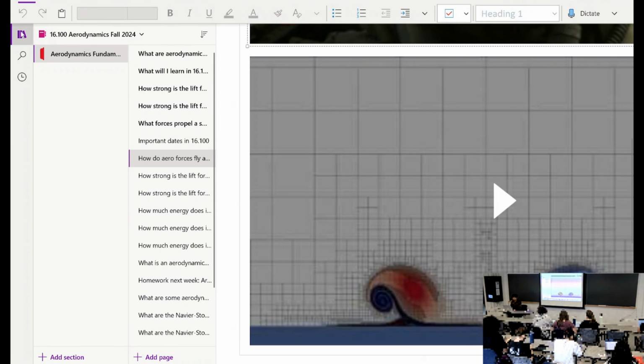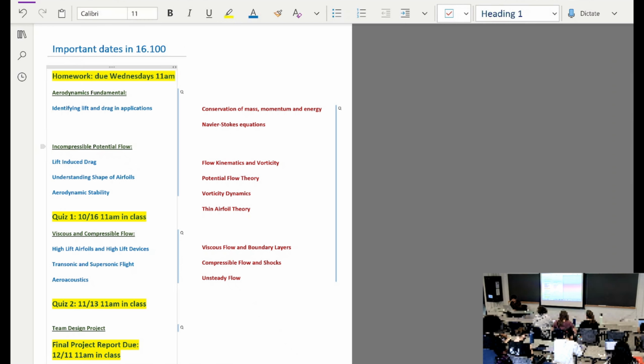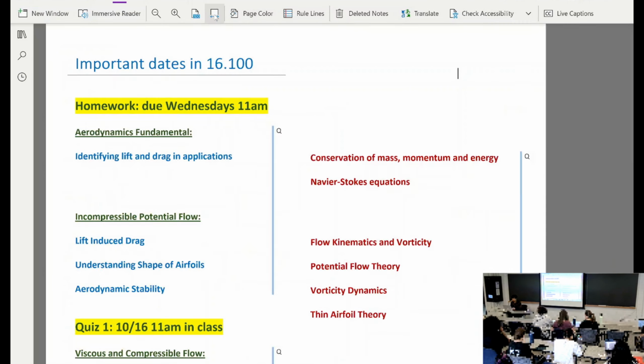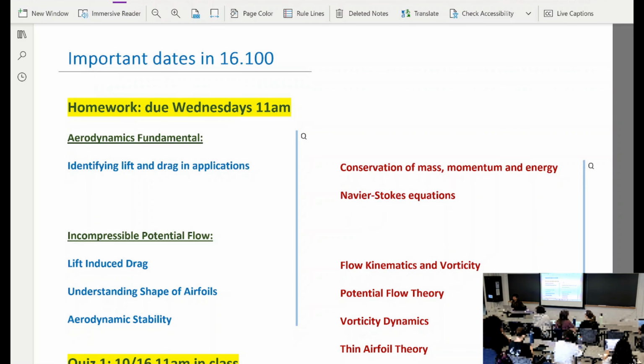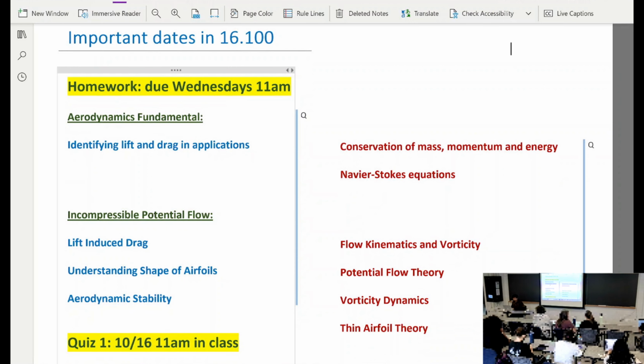All right, okay, let's get started. Let me just very quickly go over some logistics. There is no homework due next week, but starting from next week, we'll have weekly homeworks, and they're going to be due on Wednesday, just before class. We are going to first discuss aerodynamics fundamentals and incompressible potential flow.